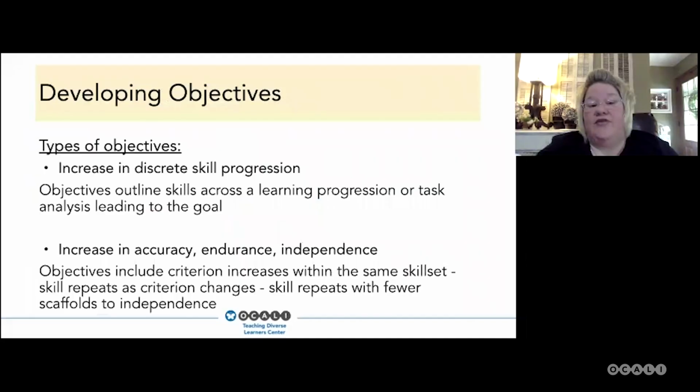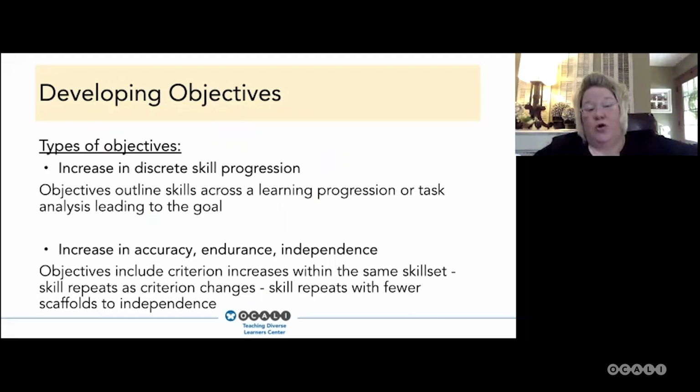And we want to keep in mind that when we're writing objectives, when we're developing objectives, there are really a couple of different types of objectives that we would be writing. One set of objectives is this increase in discrete skills in the progression. So an objective is going to really outline the skills. Remember, we talked about a learning progression before, and maybe there are skills that are part of that learning progression that the student has not mastered yet.